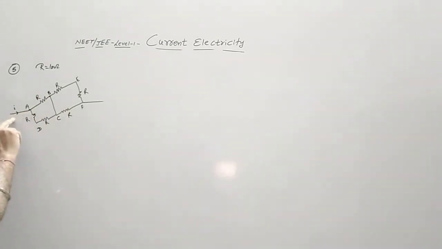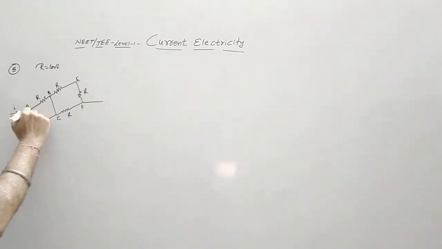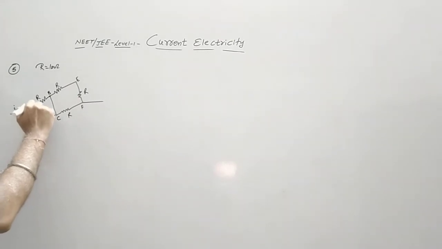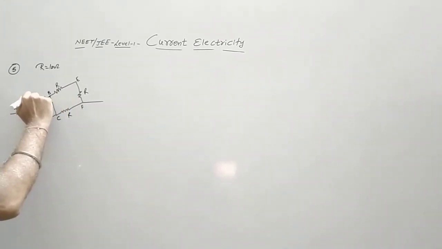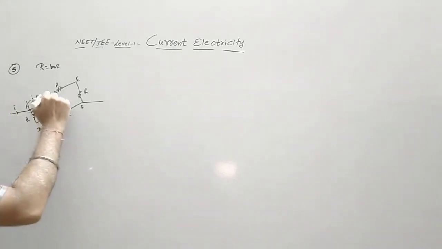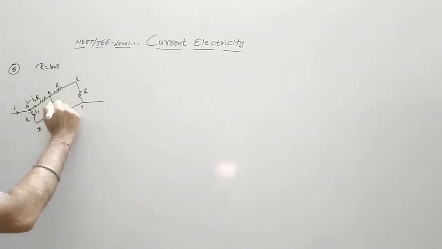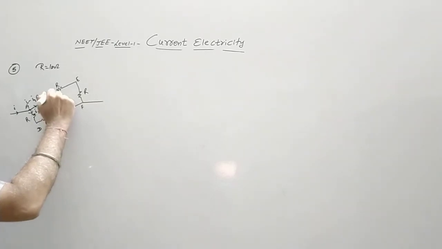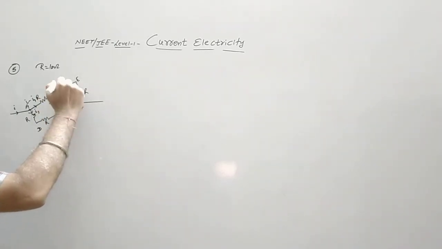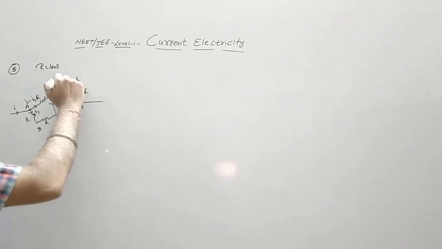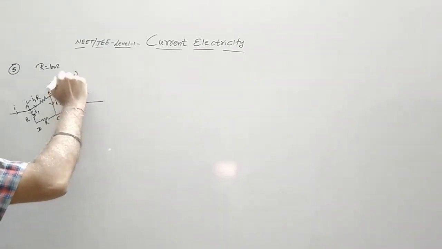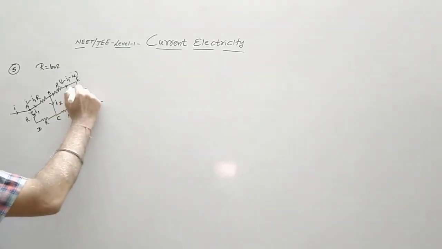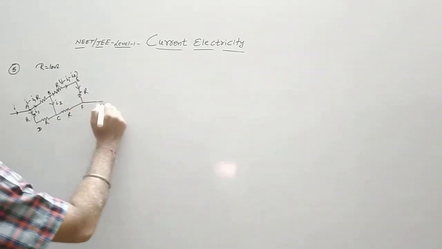At junction A, the current I is coming. Let the current through this arm AD be I1. So the current towards B is I minus I1. Again at junction B, let the current be I2. So the current along BE will be equal to I minus I1 minus I2. So this current will come to F.